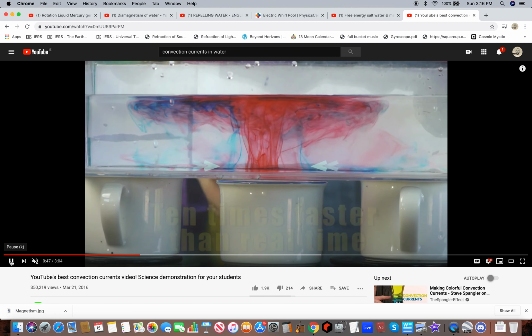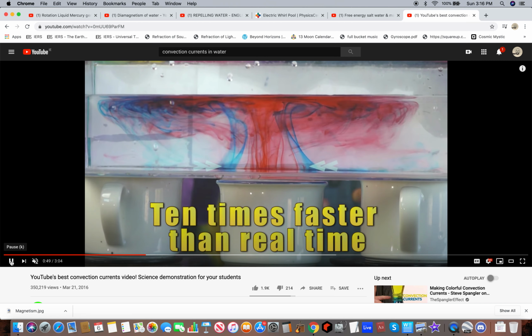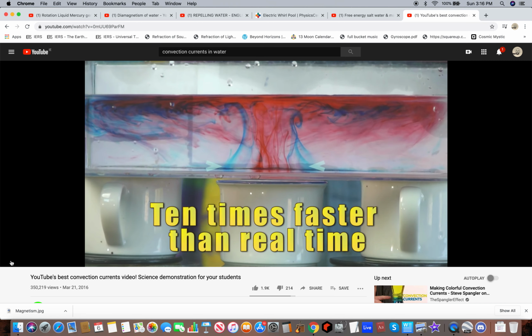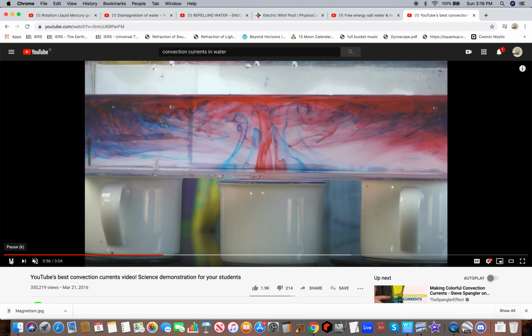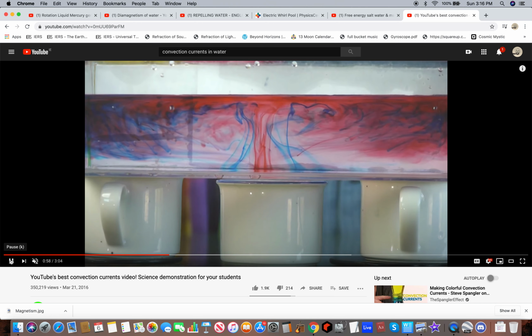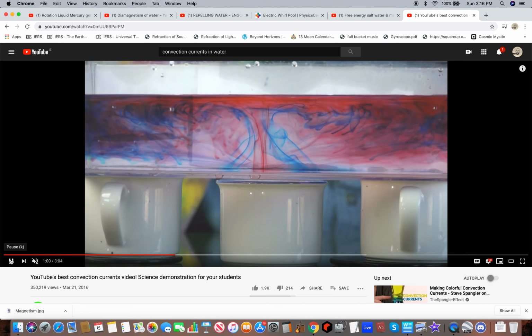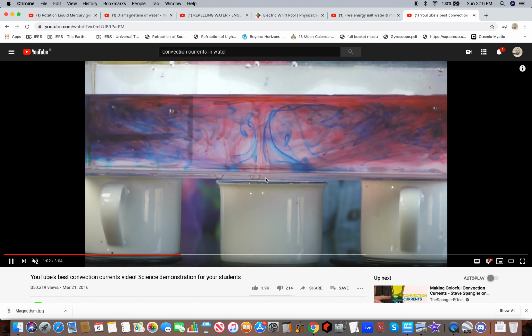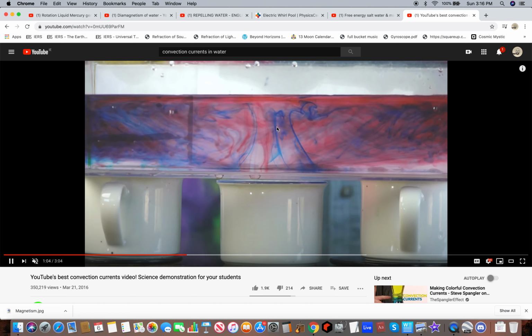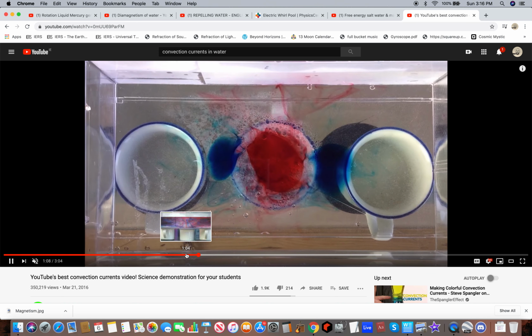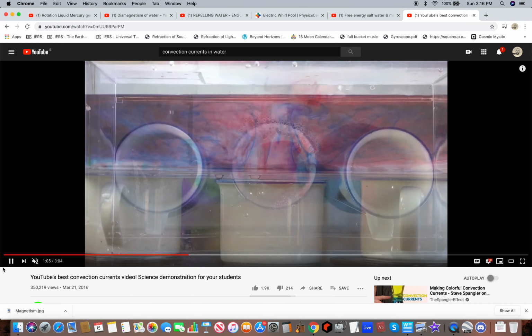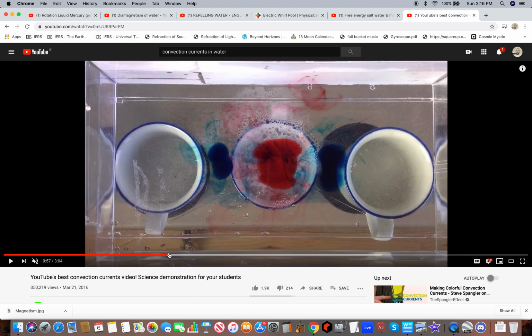So you can see it there. Now, much faster. There you go. You can see what's happening. That's the kind of effect that's happening in our atmosphere. But you have the sun moving, so it's not just in one place like this cup. I'm just going to go back to that bit because that was very good.